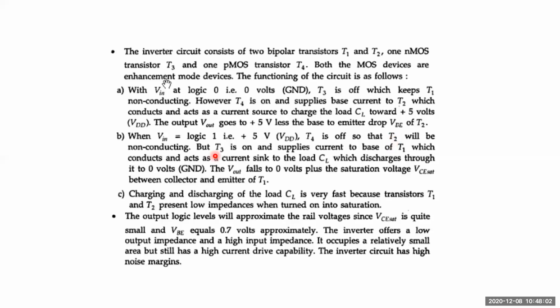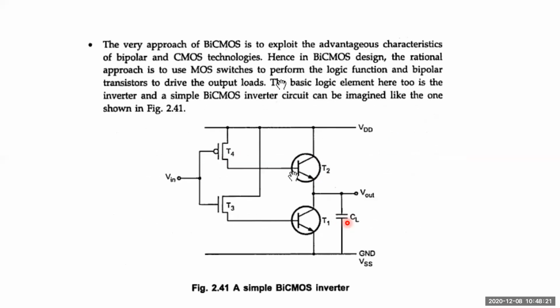Whereas T3 is in the on state. Whenever it is on, it supplies base current to T1. Now T1 will be conducting. If it is conducting, it will act as a current sink. Why? Because whatever charge is stored in the capacitor at the output will be completely sunk to the ground terminal, meaning the charges will be discharged to ground. If charges are discharging, current is flowing, and that current is getting sunk to the ground. Sinking of the current is taking place.